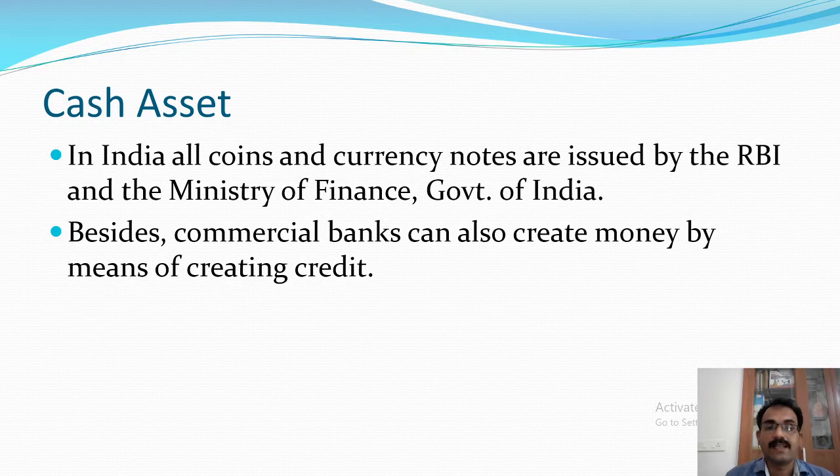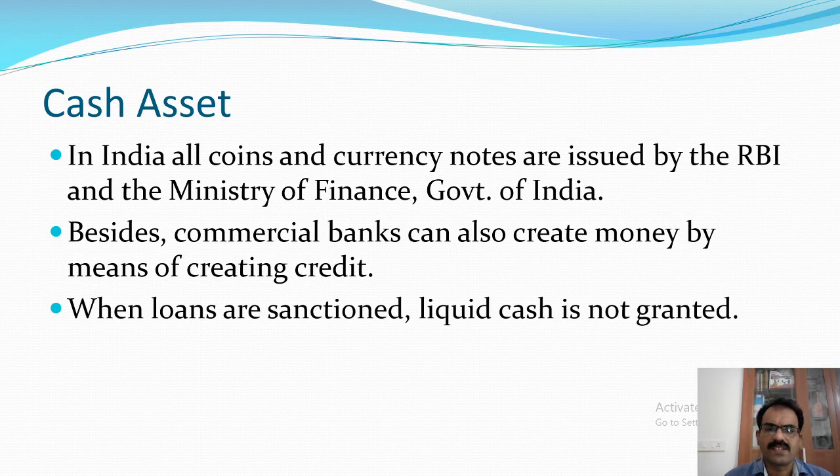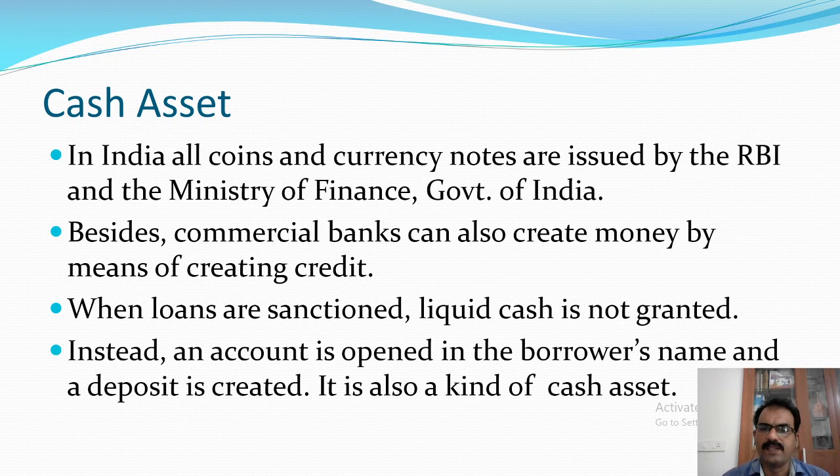You know that credit creation is one of the important functions of commercial banks. When loans are sanctioned, liquid cash is not granted to the customers or borrowers. Instead, an account is opened in the name of the borrower and a deposit is created. It is also a kind of cash asset. So when a person applies for a loan, an account is opened in the name of the borrower and the amount is credited in that account. That account is known as a derivative account. So a derivative account created at the time of sanctioning a loan is a kind of cash asset.